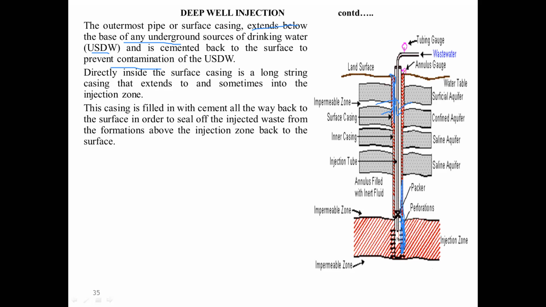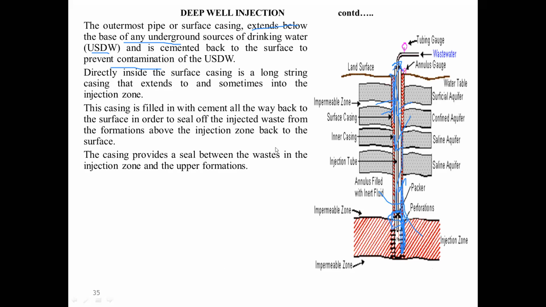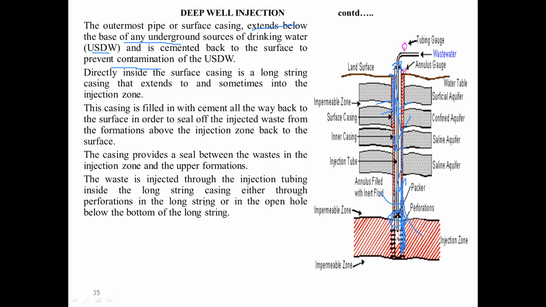Once this injection process is finished, or this deep well purpose is served, then we are going to put in the packer, and up to the complete point we are going to fill this strata with the cement or any other backing, so as to avoid the entry of water from here or the exit of this in any case to the top surfaces. We are going to do this process, right? The casing provides a seal between the waste in the injection technique and the upper formation, so that nothing should fall from the upper to the inner surface.